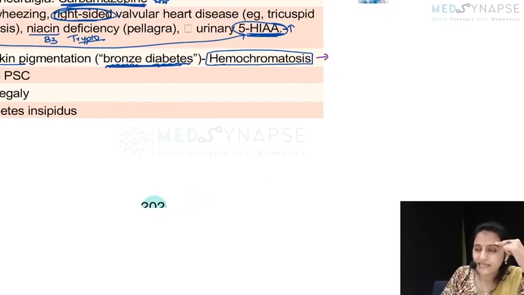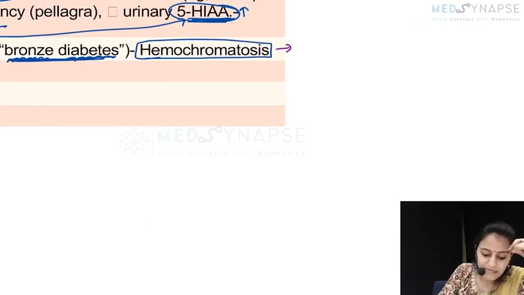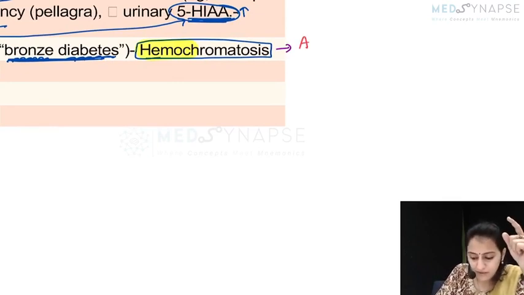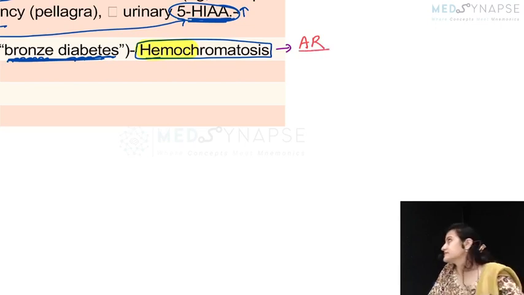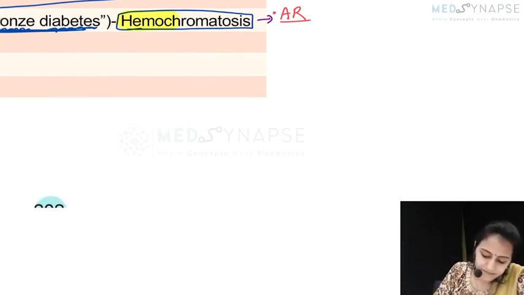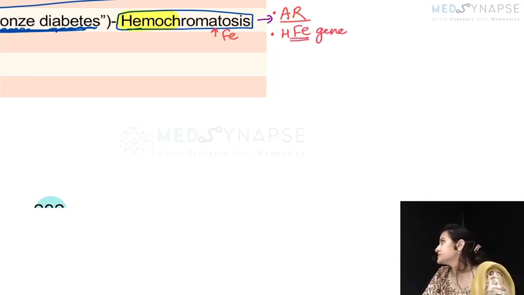Hemochromatosis, what is the inheritance pattern? Primary hemochromatosis. Hemo, homo, who is homo? Wilson. Which disorder was that? Autosomal recessive. What gene is it? Hemochromatosis is increased iron. So it is what gene? HFE. Remember, it is HFE gene.